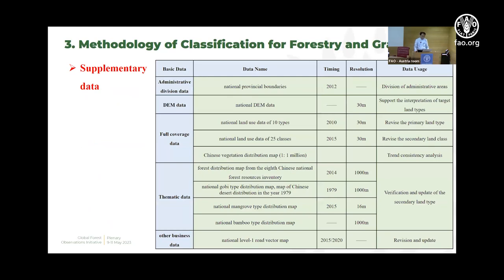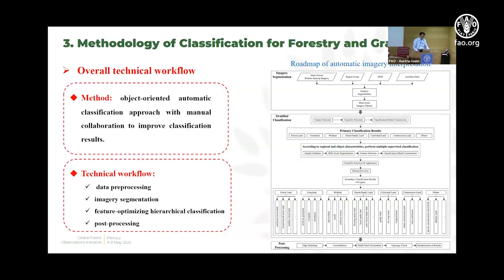In my work, we also use some supplementary data, like the national province boundaries, DEM, and also land use types. We use the land use data to revise the primary land types. The method for classification is object-oriented with an automatic classification process. Also, manual cooperation to improve the classification result was used.